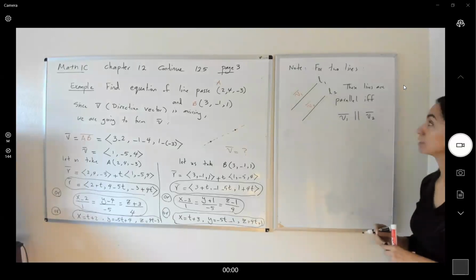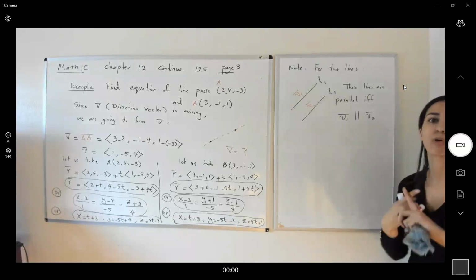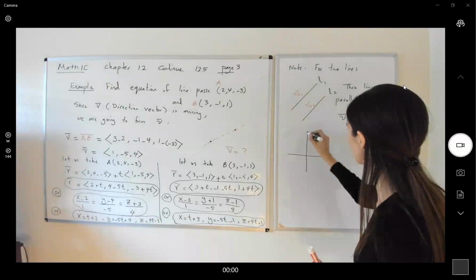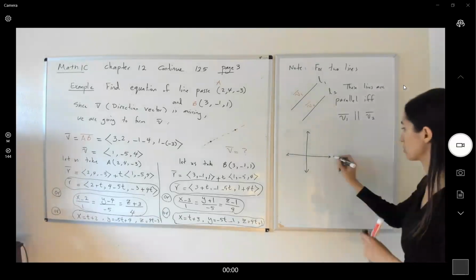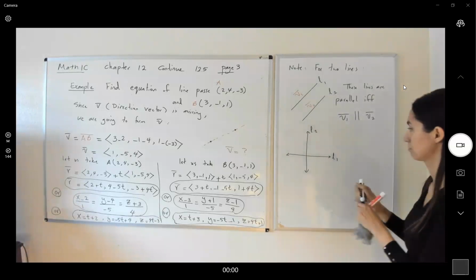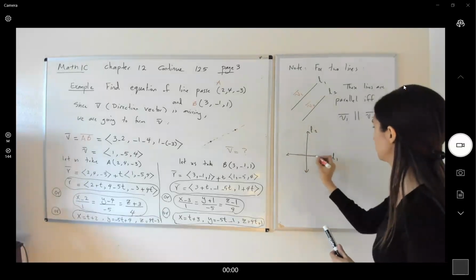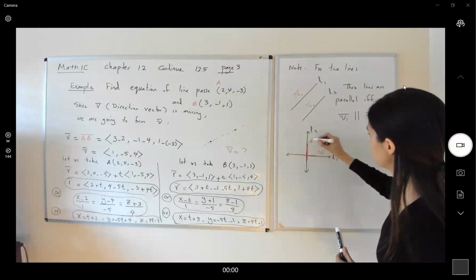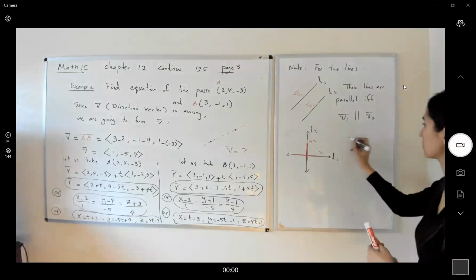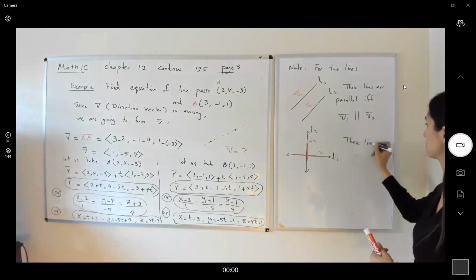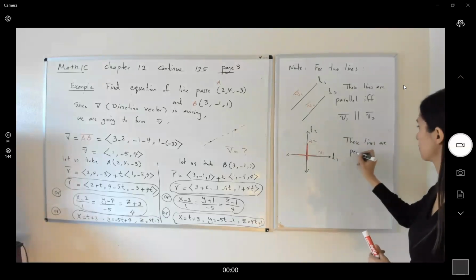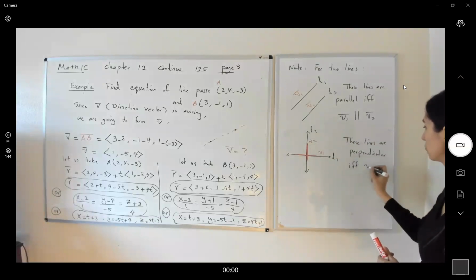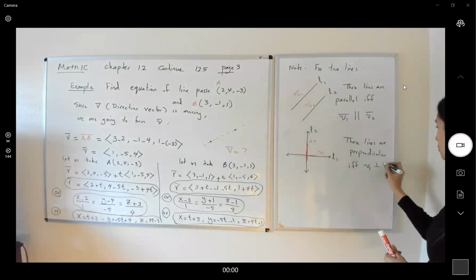Of course, we say that two lines are perpendicular or orthogonal if V1 and V2 are perpendicular to each other. So L1, L2, V1, and V2. These lines are perpendicular if and only if V1 is perpendicular to V2.